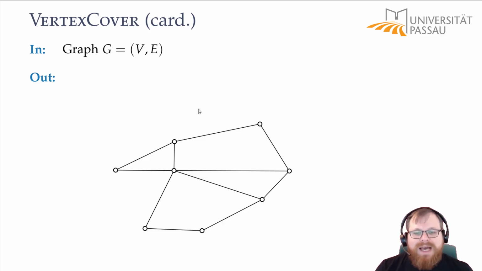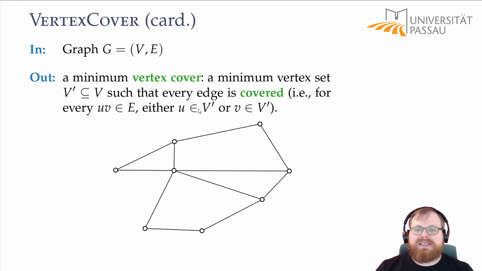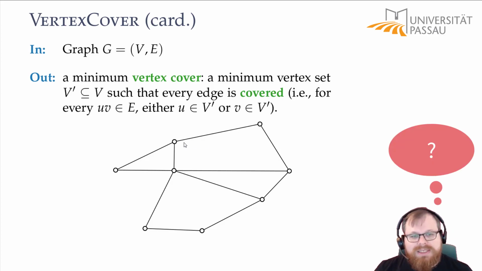What we want to find now is a minimum vertex cover, and that means we want to find a minimum vertex set, so a subset of all the vertices, such that every edge is covered. So for every edge that we have here, like this segment, one of the two end vertices has to be in our cover. The first question I have for you now is, can you find a vertex cover for this given graph?